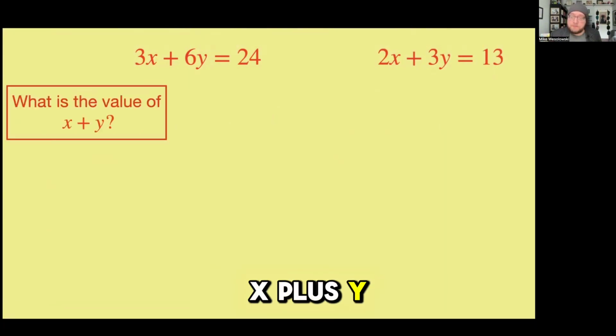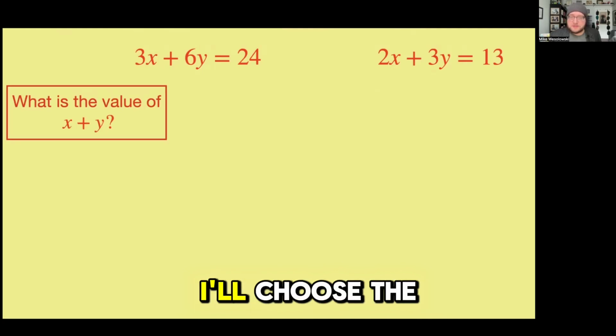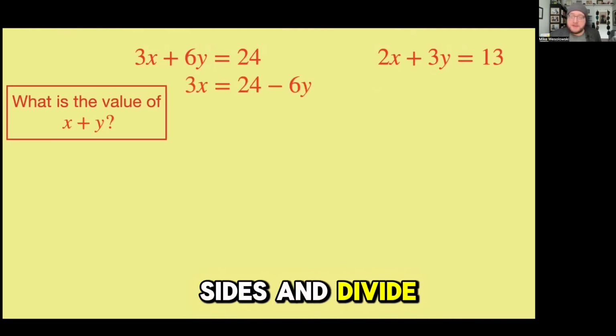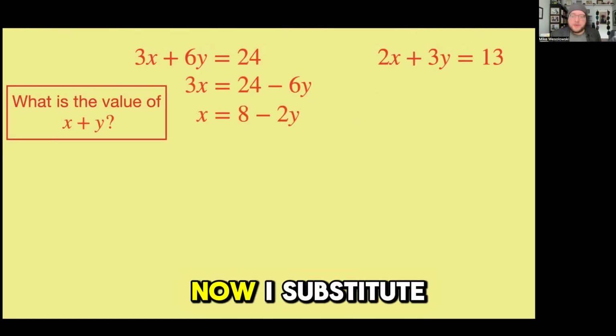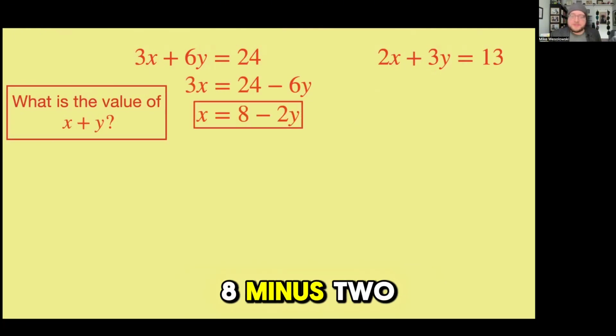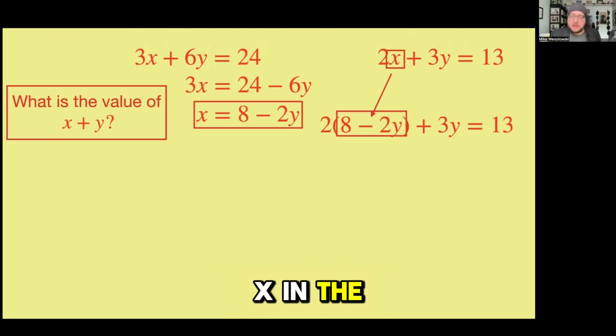of x plus y. First thing we want to do is isolate the variable in one of the equations. I'll choose the left one. So subtract 6y from both sides and divide each side by 3, and I have x equals 8 minus 2y. Now I substitute 8 minus 2y in for x in the other equation.